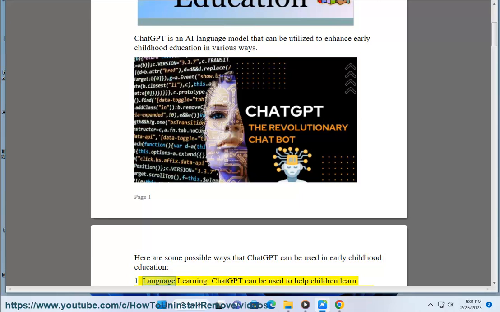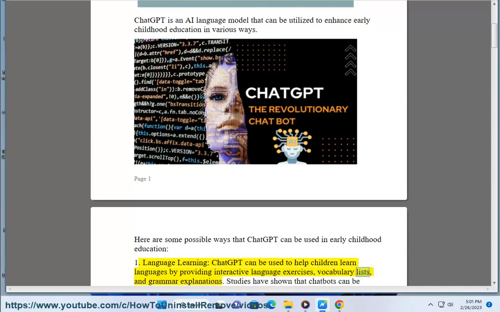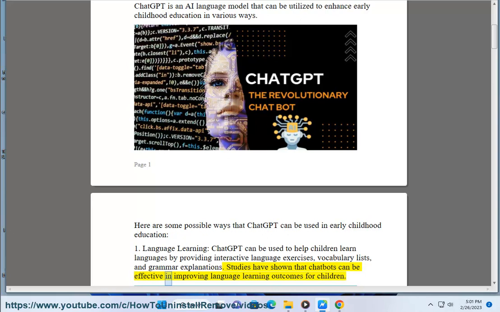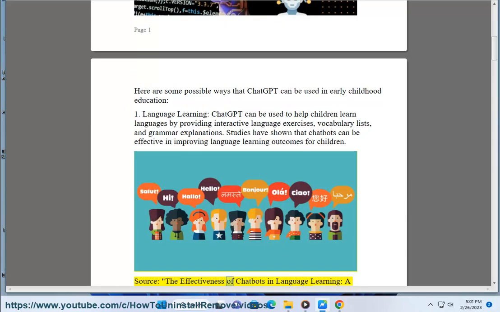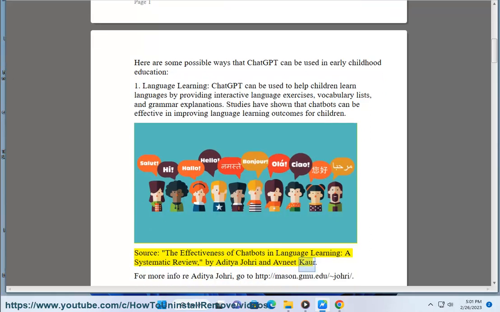1. Language learning. ChatGPT can be used to help children learn languages by providing interactive language exercises, vocabulary lists, and grammar explanations. Studies have shown that chatbots can be effective in improving language learning outcomes for children. Source: The Effectiveness of Chatbots in Language Learning, a Systematic Review, by Adit Yajari and Avneet Kaur.